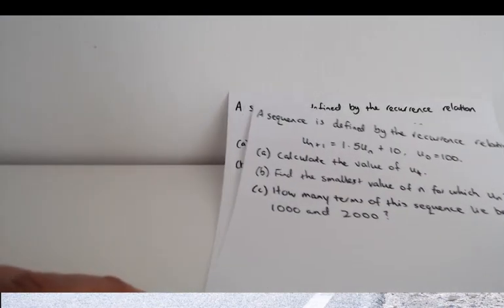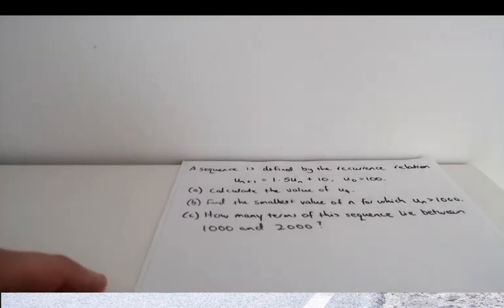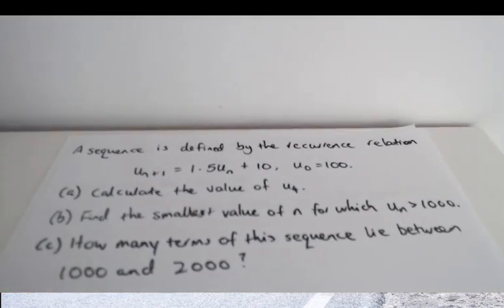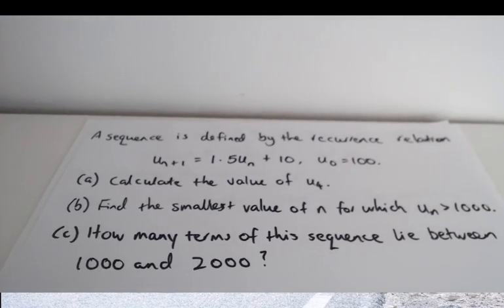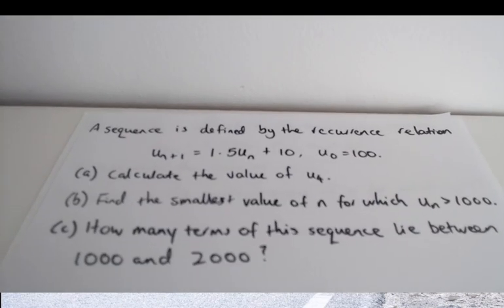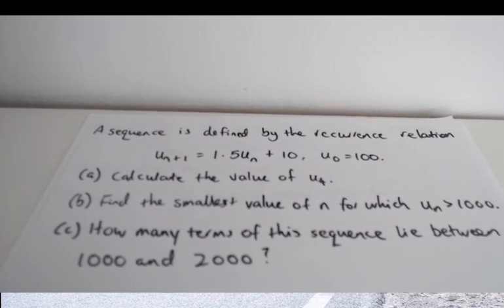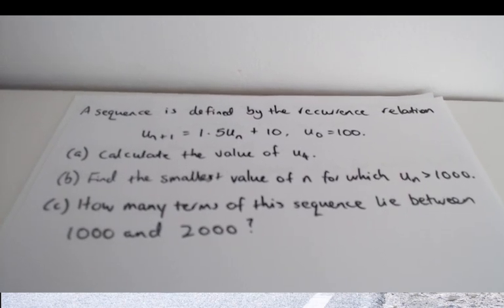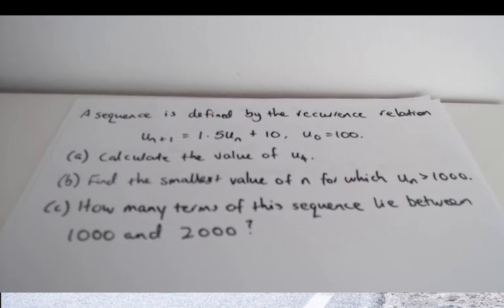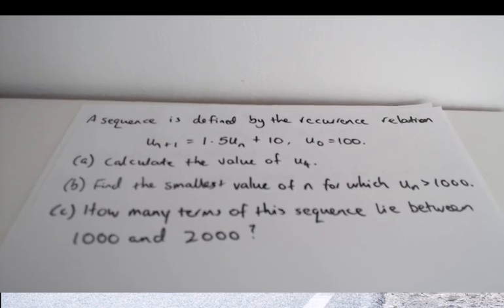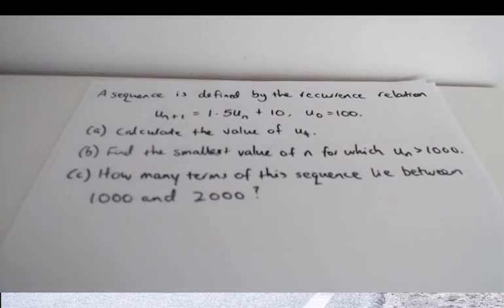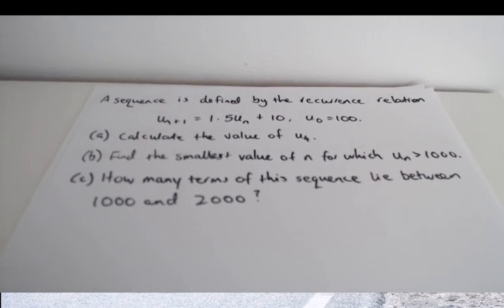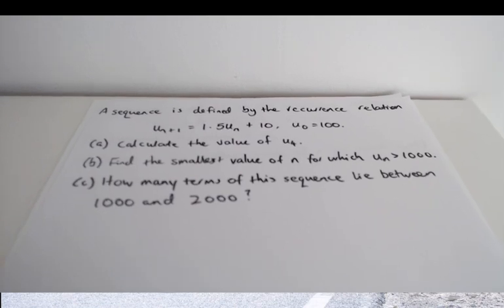Okay, time for you to do some work. So here's your first one. A sequence is defined by the recurrence relation U(n+1) equals 1.5 U(n) add 10, where U0 equals 100. Part A, calculate the value of U4. Part B, find the smallest value of n for which Un is greater than 1000. And part C, how many terms of this sequence lie between 1000 and 2000. So how many answers are between 1000 and 2000. So hit pause, off you go.